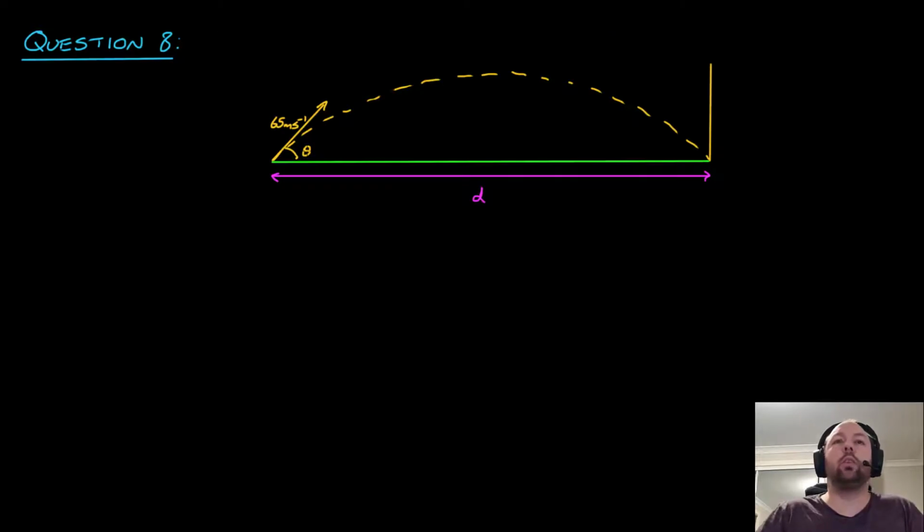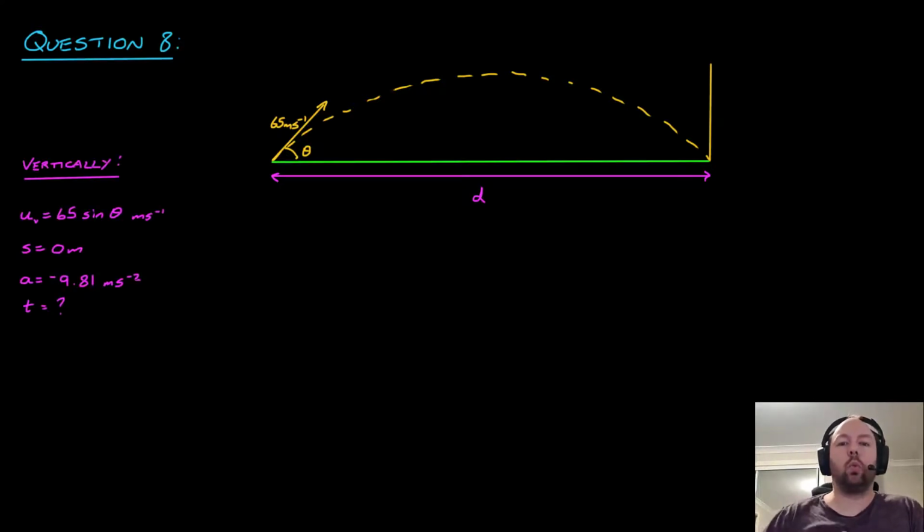In question 8, we've got a situation where we have a catapult capable of launching a projectile at 65 meters per second, and we want to know the maximum distance that we could shoot that catapult so that it would hit the city walls of our enemy. So what we're actually going to do to solve this one is we're going to derive what's called the range formula. Vertically, we're starting with an initial velocity of 65 sine theta meters per second.